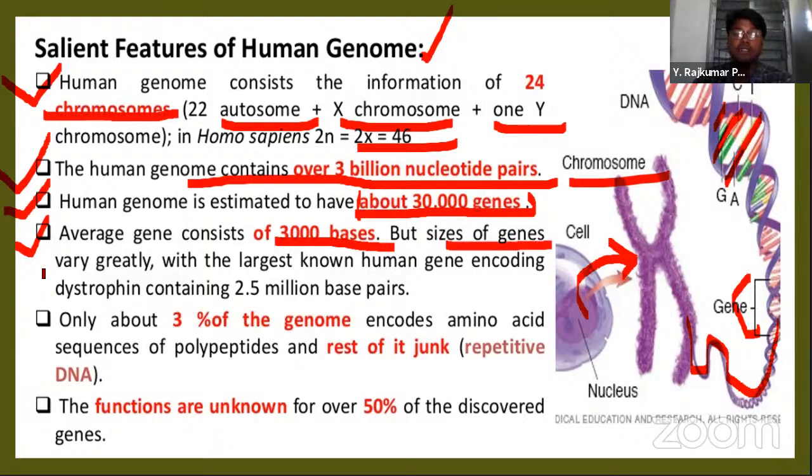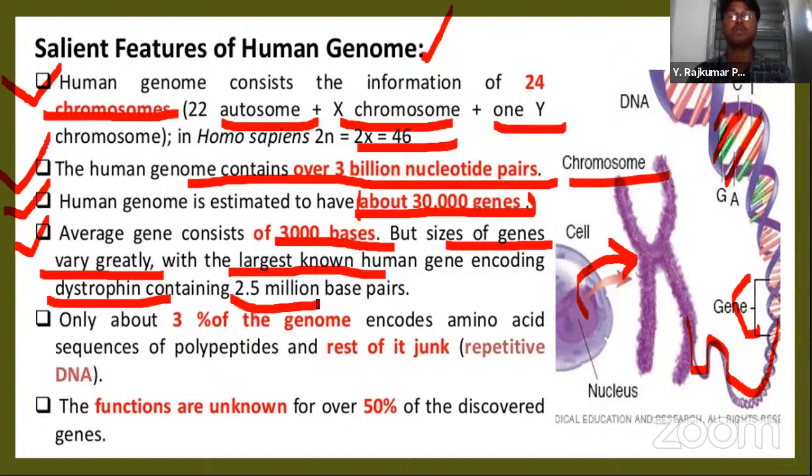But the sizes of genes vary very greatly. Okay, and the largest known human gene is dystrophin. Dystrophin is the largest human gene, and it contains around 2.5 million base pairs. Okay, around 25 lakh base pairs are present on the gene called dystrophin.